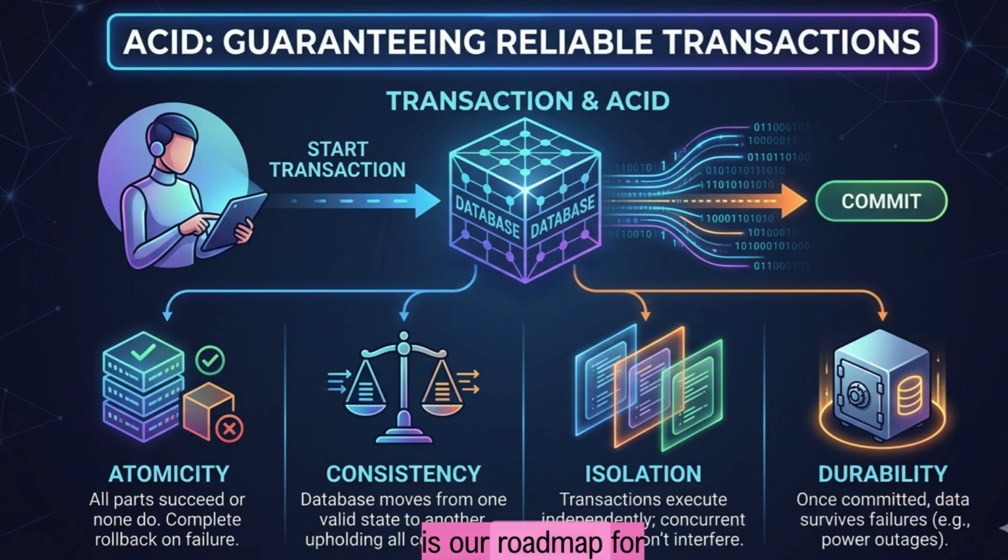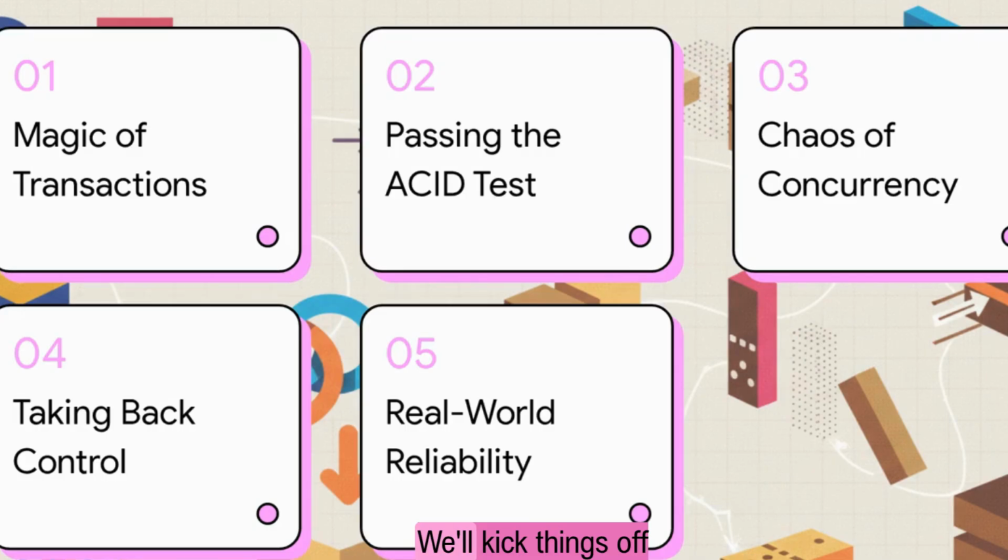Okay, so here is our roadmap for today to understand exactly how databases keep our most important information safe and accurate. We'll kick things off with the magic of transactions, see how they pass the ACID test, explore the chaos of concurrency, learn about taking back control, and finally look at real-world reliability.